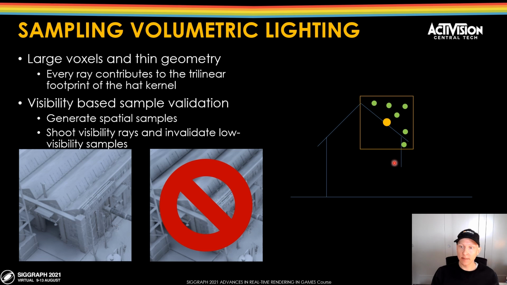In the last step, we just kill the invalidated samples, and we use the green samples as usual. From each green sample, we shoot a bunch of directional rays, and then based on the trilinear weighting, we splat the contribution of these directional rays to the trilinear footprint of all the voxel centers that they affect.